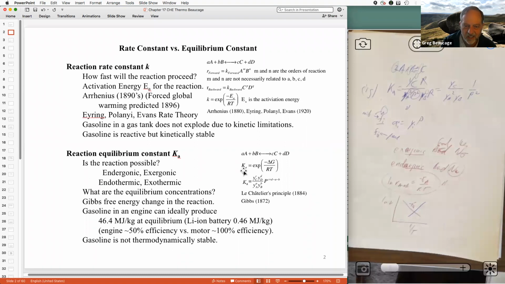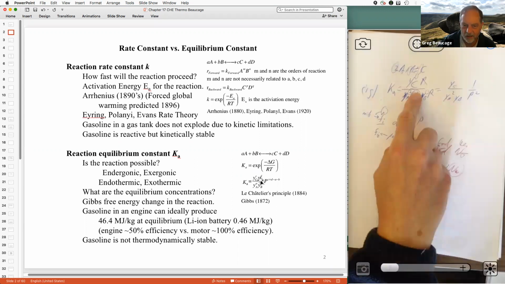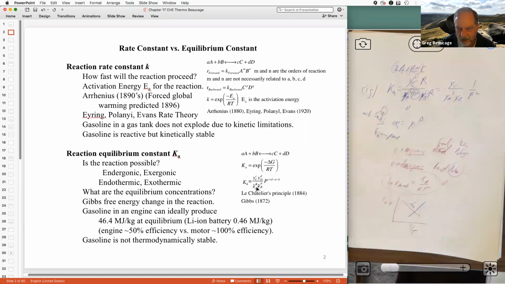So this reaction constant is going to be the Y's and the P's, the way I showed here. It's going to be the products divided by the reactants, raised to the stoichiometric powers. And if they're gases, it's going to be with the P to the power for each of the parts, depending on how many. That's basically for ideal gases, this YP thing.